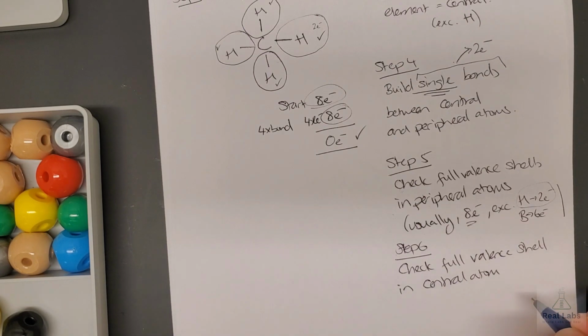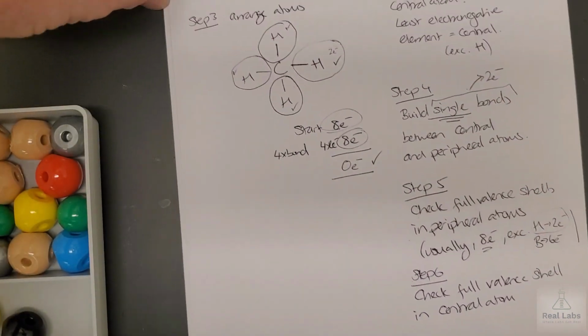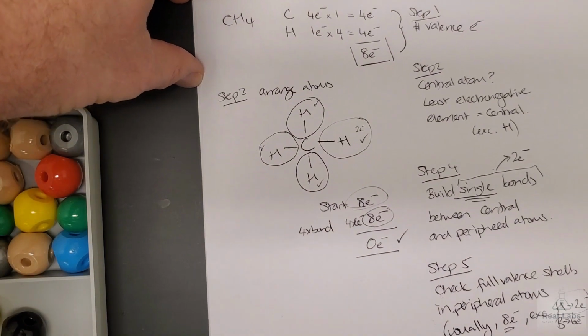Same rules, looking for 8 most of the time, but you can't have hydrogen in the middle, but if boron was in the middle, you'd be looking for 6, that would be okay. And we'll have some tweaks on this later on, but this set of rules will hold up pretty well.